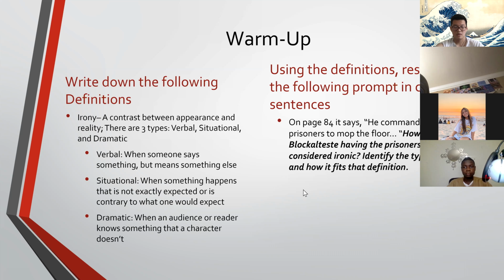So because of Romeo not actually knowing that she took a sleeping potion, it creates dramatic irony for us. So we go, oh, that's ironic that now he actually killed himself and now they can't actually be together.